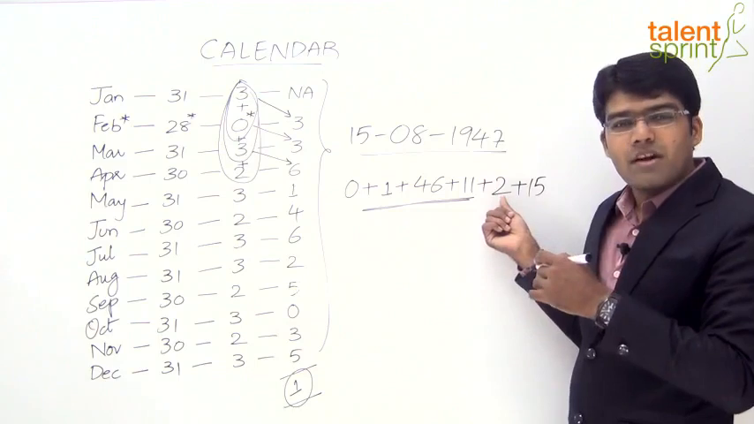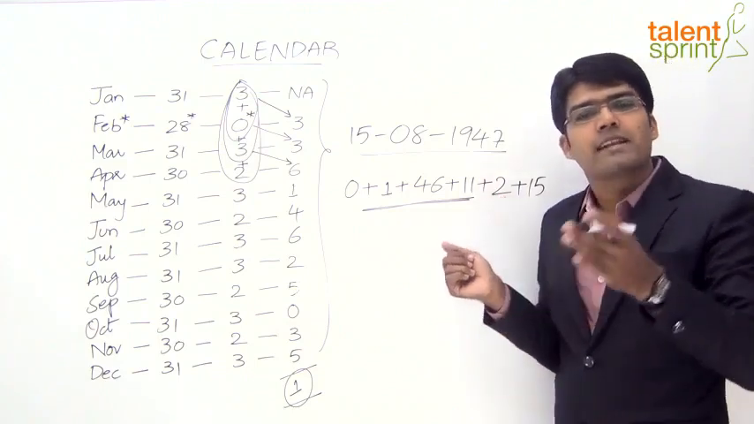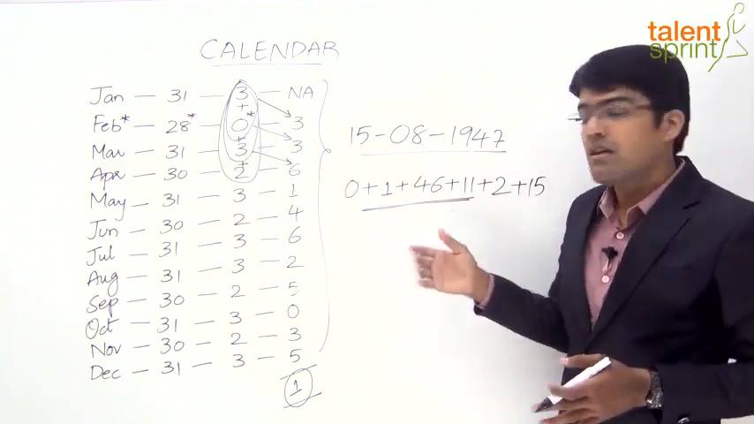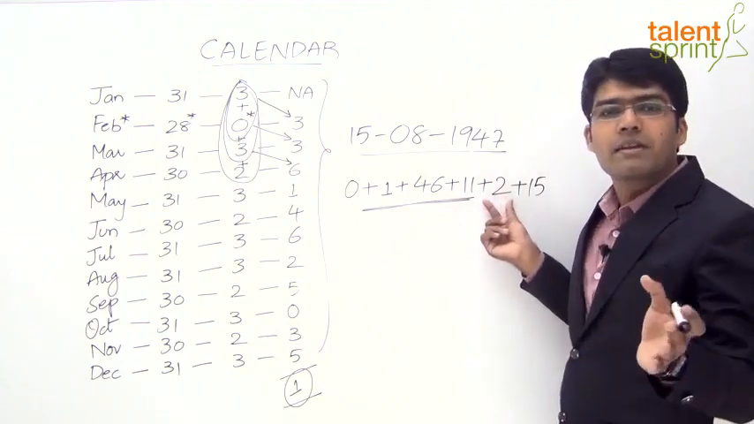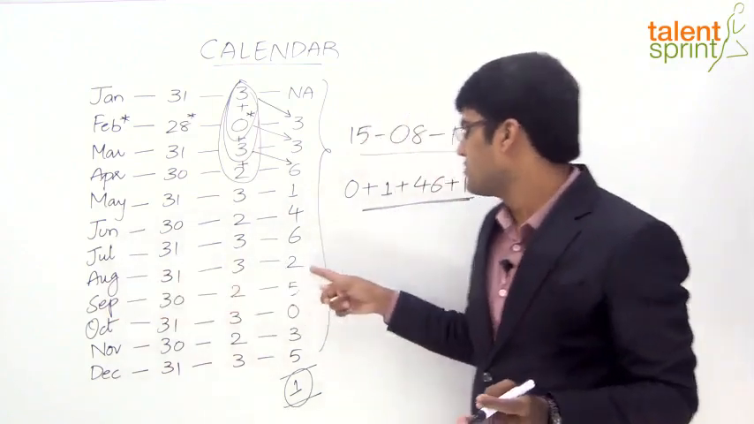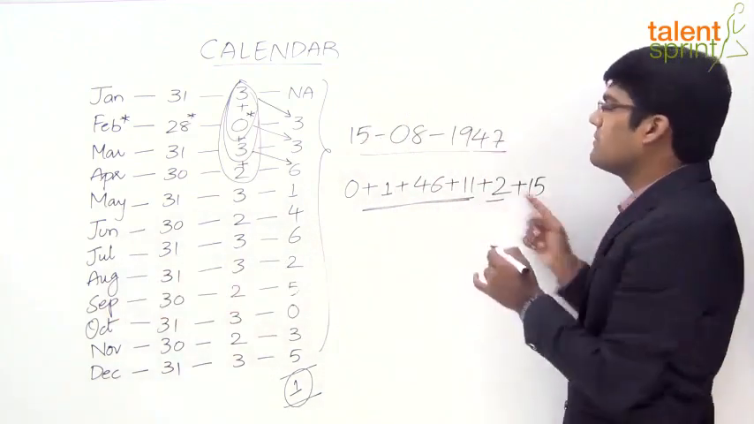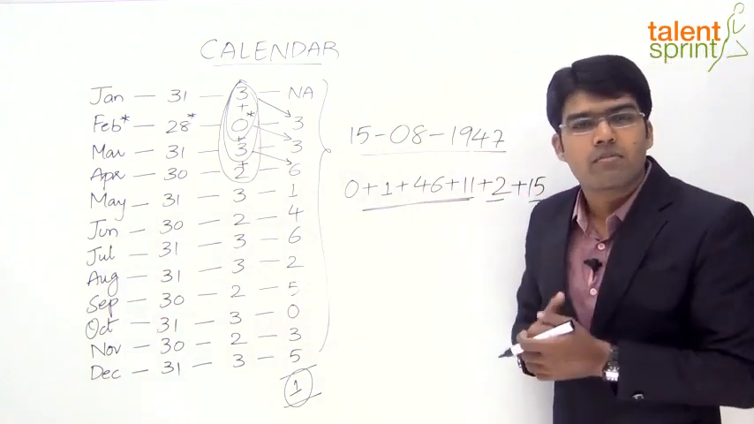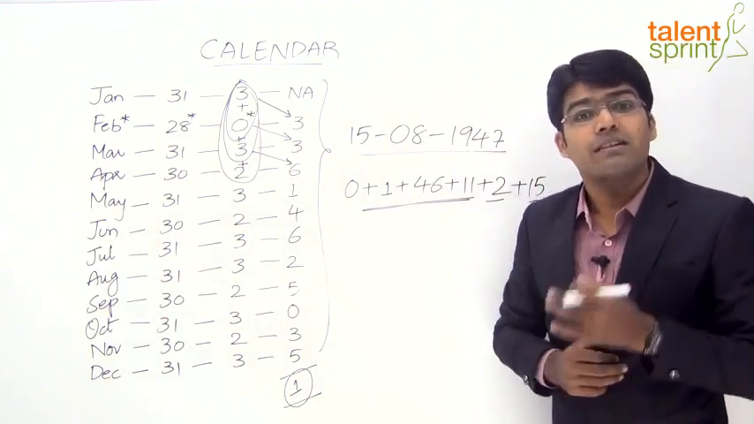Earlier, for the month of August, we needed to calculate for Jan, Feb, March, April, May, June, July individually. But now that part is eliminated. Directly take the code for August, which is 2, and 15 because the date is 15 here. Now add all these values, we'll get the total number of odd days, through which we can find out the day of the week.